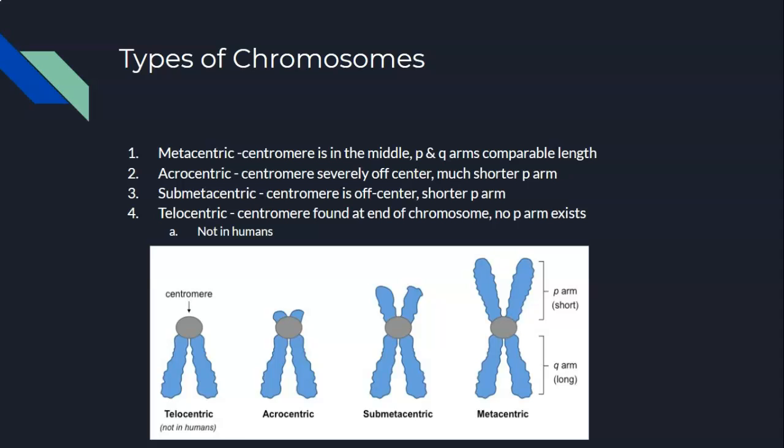And then the telocentric, where the centromere is found at the end of a chromosome and no P arm exists. This does not happen in humans, but it can happen in other organisms, so I wanted to bring it to your attention.